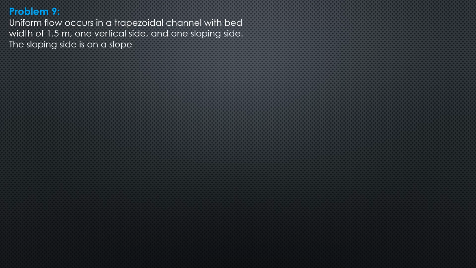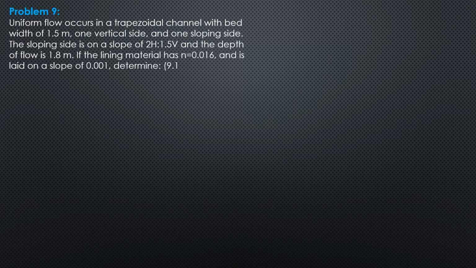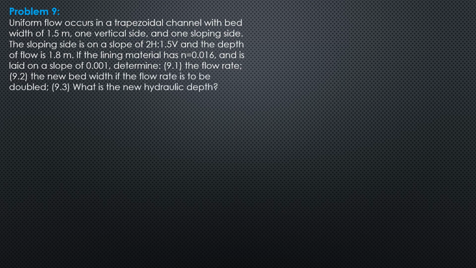Sample 9. Uniform flow occurs in a trapezoidal channel with bed width of 1.5 meters, one vertical side and one sloping side. The sloping side is on a slope of 2 horizontal to 1.5 vertical and the depth of flow is 1.8 meters. If the lining material has n = 0.016 and is laid on a slope of 0.001, determine the flow rate, the new bed width if the flow rate is to be doubled, and the new hydraulic depth.